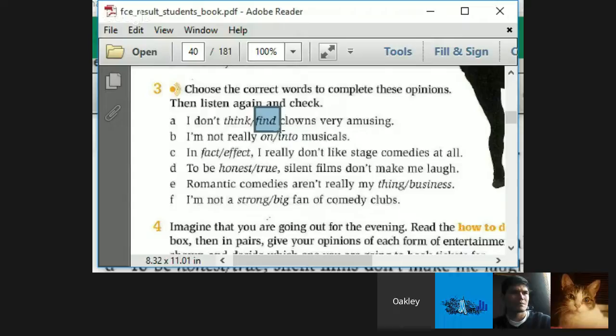If you use think, it would be "I don't think clowns are very amusing." You use the verb to be with that. Okay, you don't need the verb to be with "I don't find clowns very amusing." Neither do I. Do you find them scary?